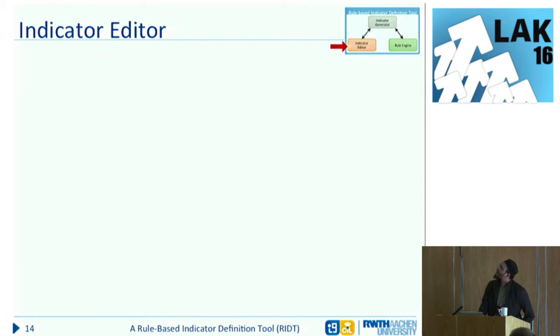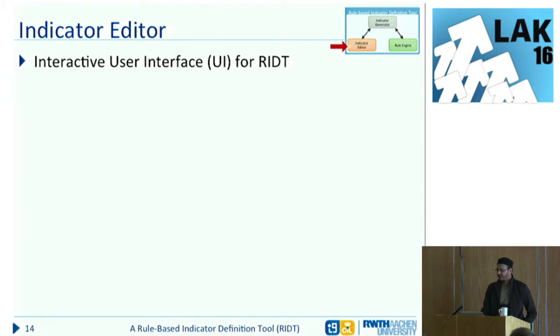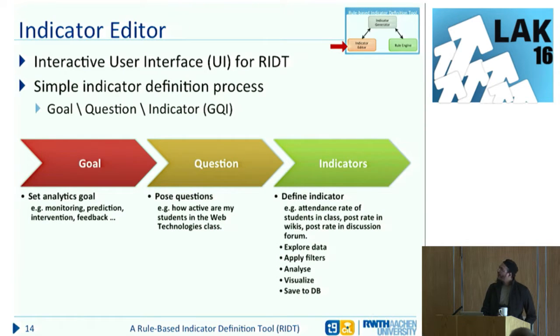Now moving on to the three main components of our RID. We'll start with the indicator editor, which is the main UI of the interface. It is an interactive UI of the RID, and it follows a simple goal, question, indicator approach like I discussed before. In the goal, the first step the user has to set a goal: what kind of analytics he wants? He wants monitoring, prediction, intervention, feedback, and then based on that he has to pose a question.